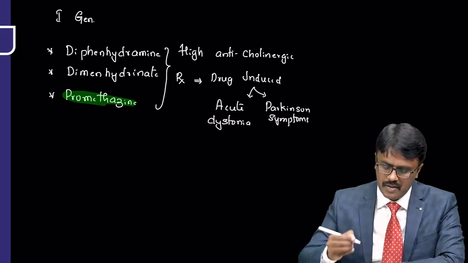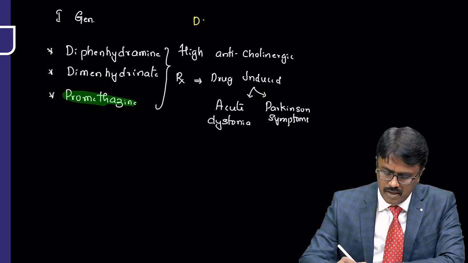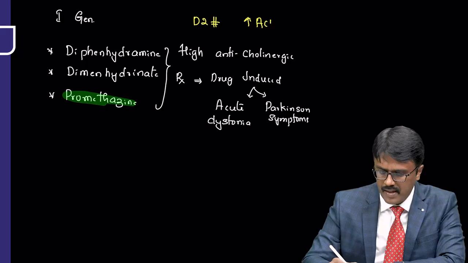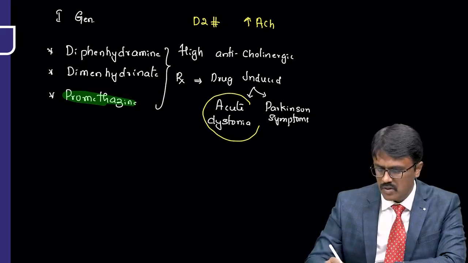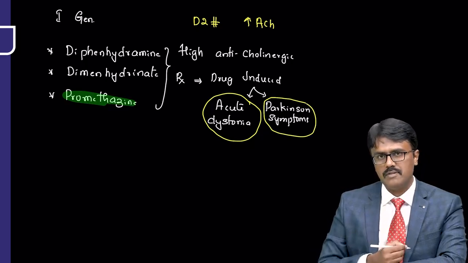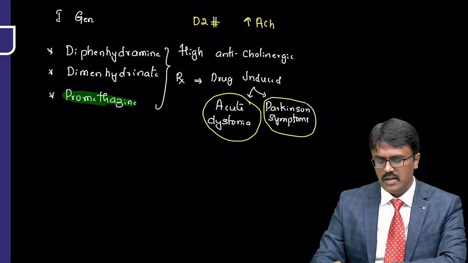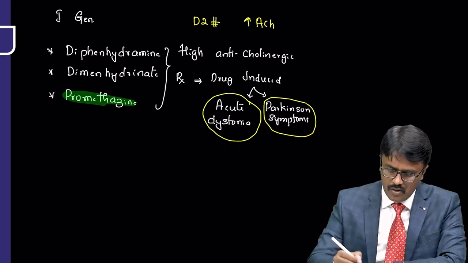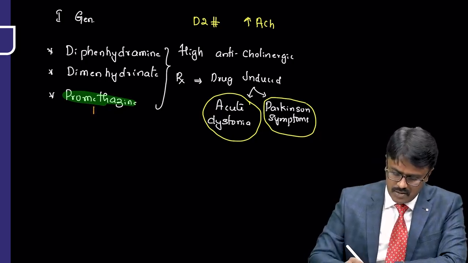What is the problem here? Whenever you block D2 in the brain, there is an increase in acetylcholine. That is the reason why the patient develops two important problems, that is acute dystonia and Parkinson's symptoms. So how do I overcome this? I can overcome this by suppressing acetylcholine.